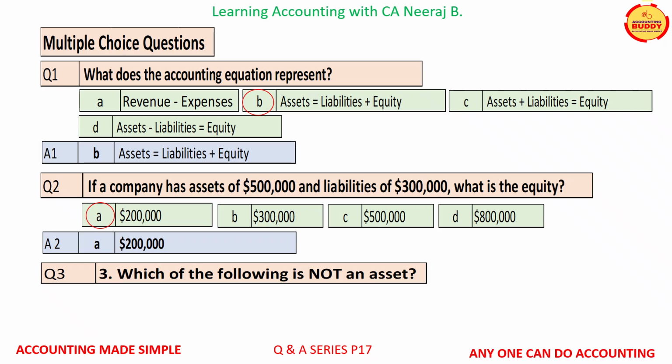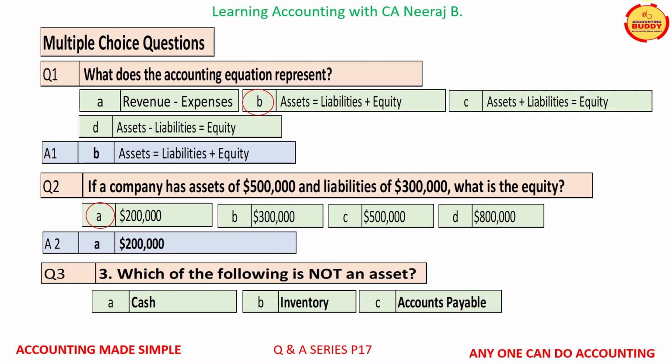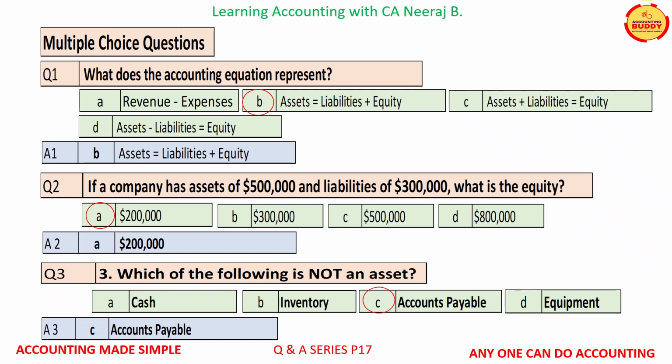Question number 3 on your screens is, which of the following is not an asset? The options are option A, cash, option B, inventory, option C, accounts payable, and option D, equipment. We know that cash and inventory are current assets and equipment is a fixed asset. Therefore, accounts payable is not an asset.